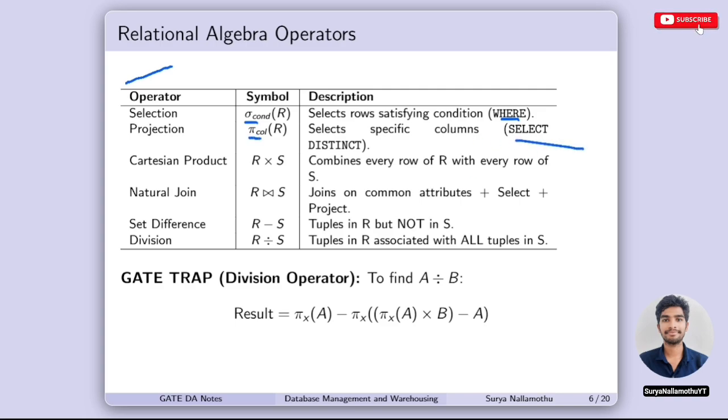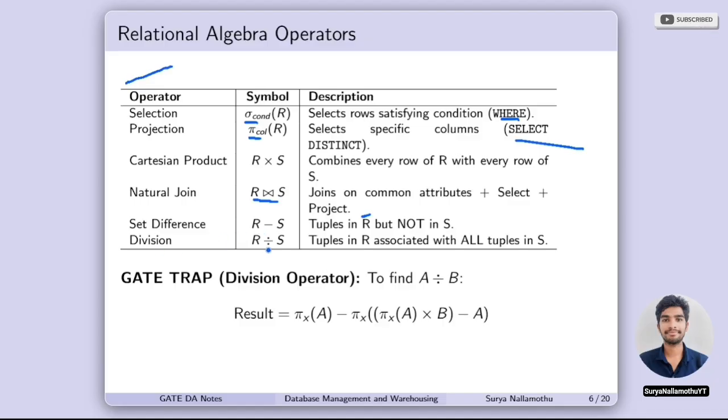Next, the Cartesian product. The Cartesian product combines every row of R with every row of S. Natural join means R and S are joined naturally on their common attributes. The set difference is the difference between R and S: the tuples in R that are not in S. We take R but not S, and that is called the set difference.